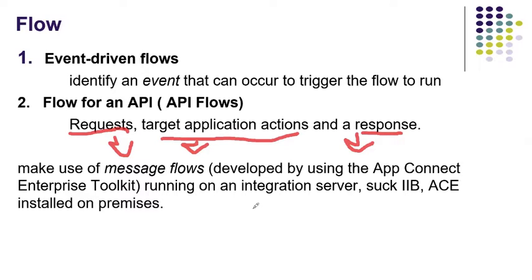So typically, when you develop a flow, the flow defines the order and behavior of a sequence of activities, right? When developing with designer, you have two types of flows to create. One is your event-driven flows, and the other is API flows, a flow for an API which is available.